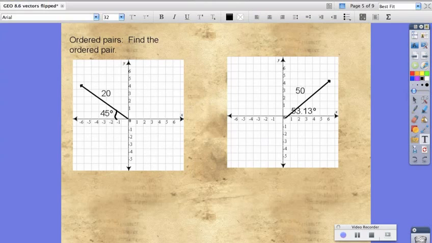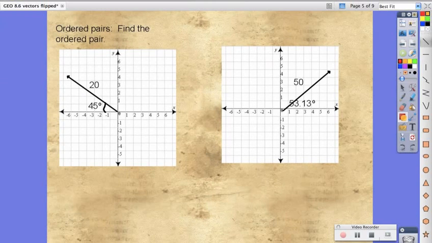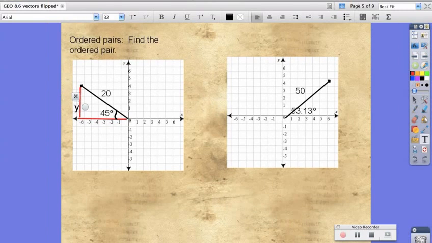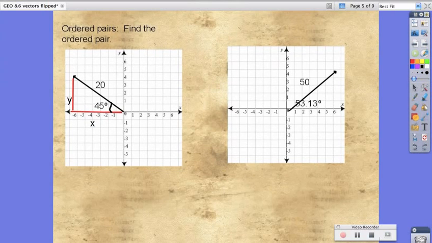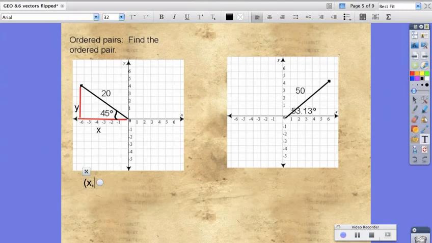So finding ordered pairs should be fairly easy, because if you can imagine, this is just a right triangle. That's all we're looking at it as. So we have our y and we have our x. In order for us to figure this out, we want to find the ordered pair, the x or the y. To find the y, we would use sine 45 equals y divided by 20. Y would be equal to 20 sine 45.